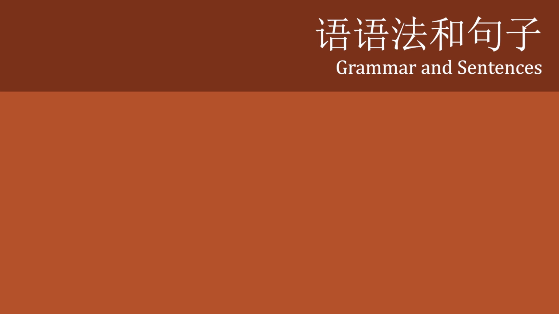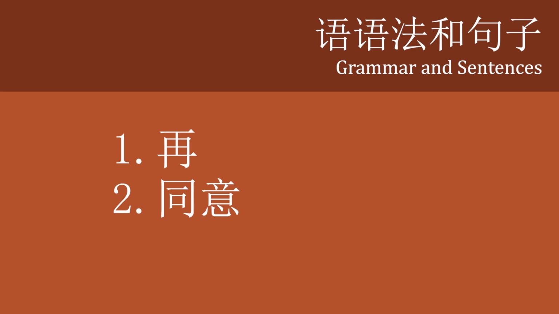The three main grammar points we will have for today are again or another using 再, to express consent or agreement using 同意, and lastly, talking about possibility using 可能.